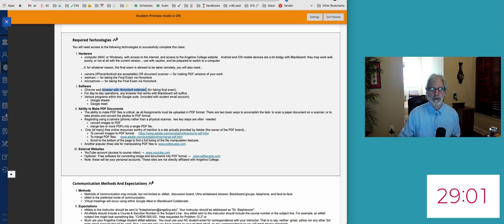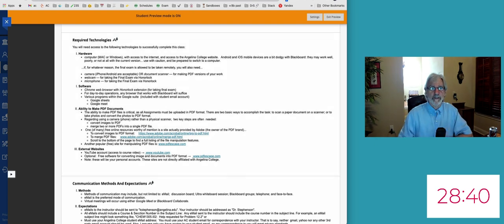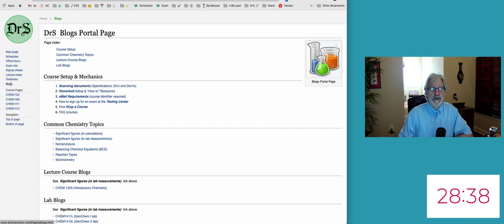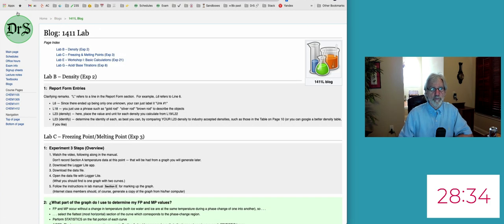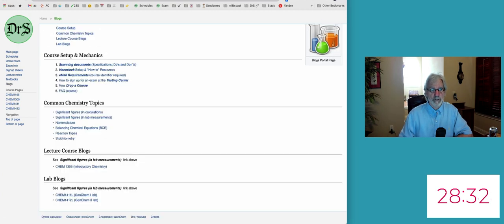It is required technologies. Okay, the other thing that is required is you're going to, especially for the lab, upload an enormous amount of material. You're going to look at some videos, you're going to do some calculations, you're going to fill out a report form, and you're going to upload that. It's very specific how it's got to be uploaded. There are very stringent requirements for that, and you're going to have to obey those stringent requirements.